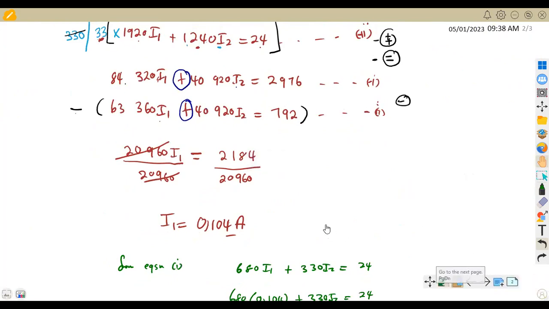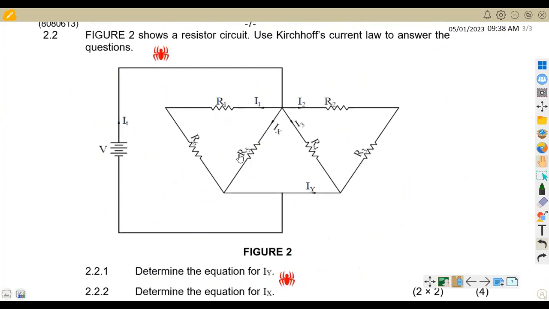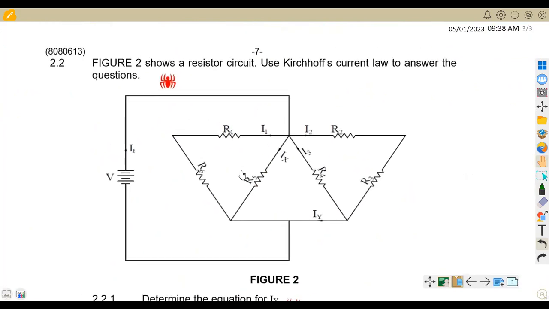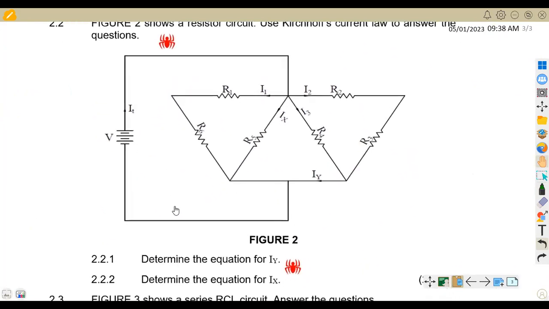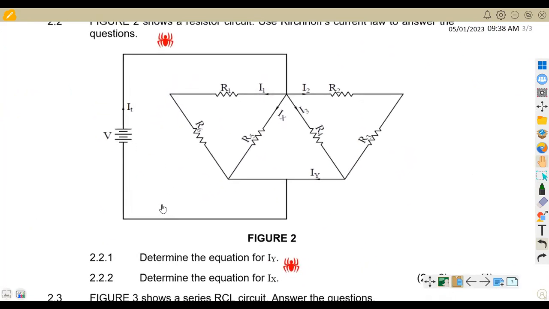On the other part, like I said, this question paper had a lot. On 2.2, we are given the part on Kirchhoff's laws, again, to apply or to use Kirchhoff's current law to answer the questions. All right, determine the equation for IY. We're asked to determine the equation for IY from this part that we are given, and this is 2 marks. Okay, so this is what we have.